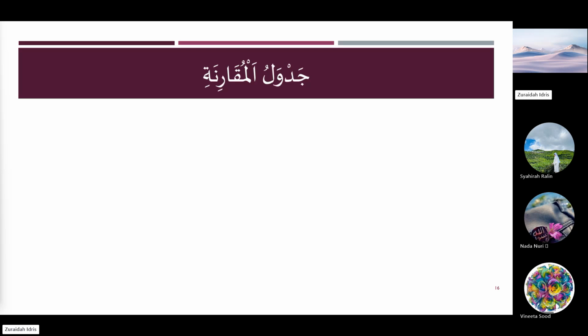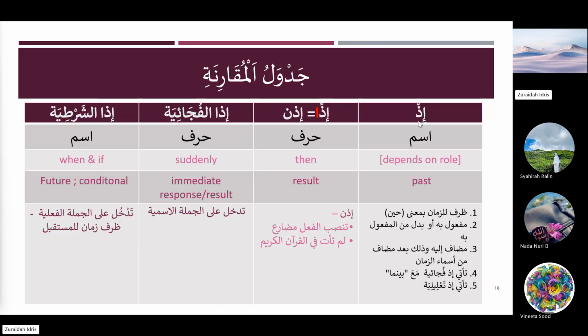Amma ba'd. I said I would do a comparison table, and this is what this is, Jadwalul Muqarina, which is basically a comparison table or schedule of the four words that we looked at last week. The one that I'm most concerned with is this one. So we'll just quickly go through the others because the others are quite straightforward.